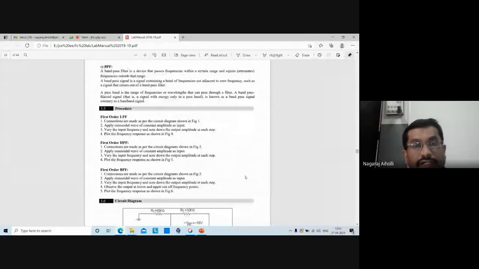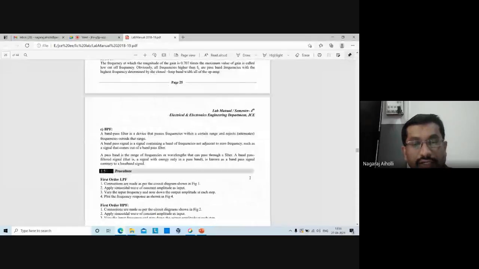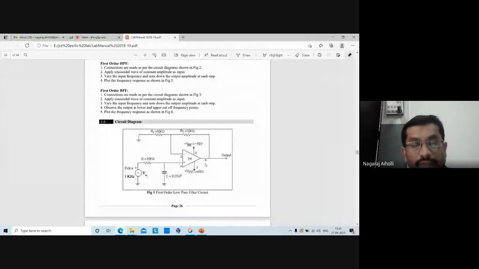Active filters are the filters which make use of a transistor or an op-amp to filter the applied input signal. If the circuit is making use of an op-amp or a transistor to filter the input signal, then such circuits are called active filters. Now, what is meant by filter? Filter means it will remove the unwanted signal in the applied input. That is called the filtering process.